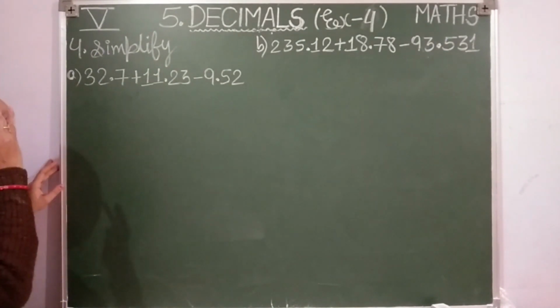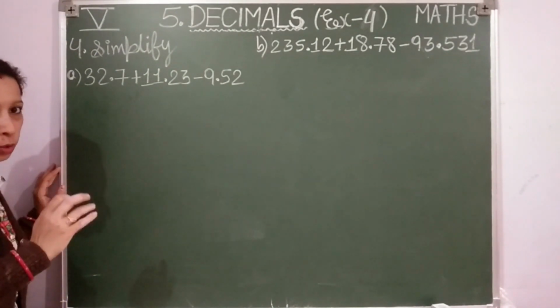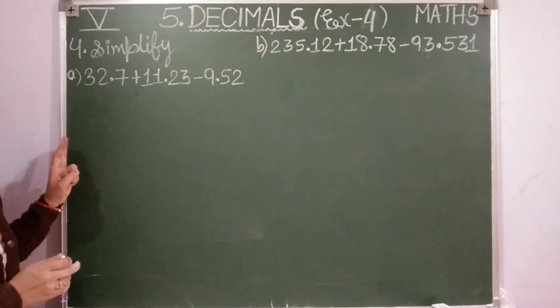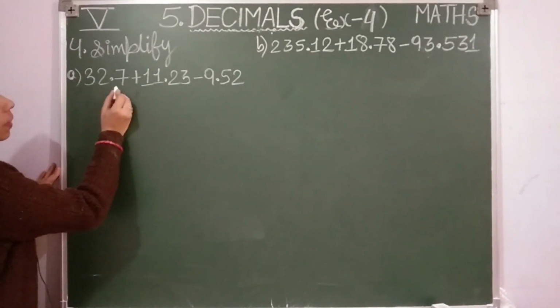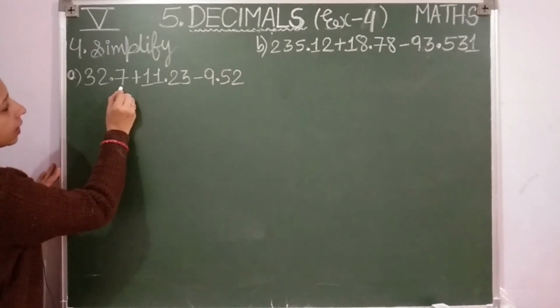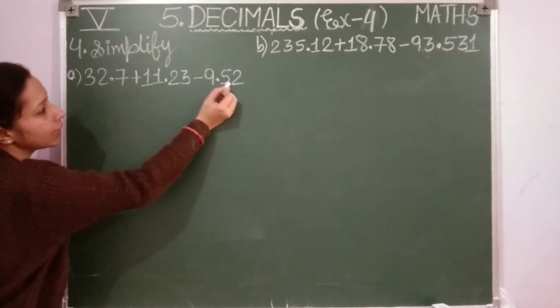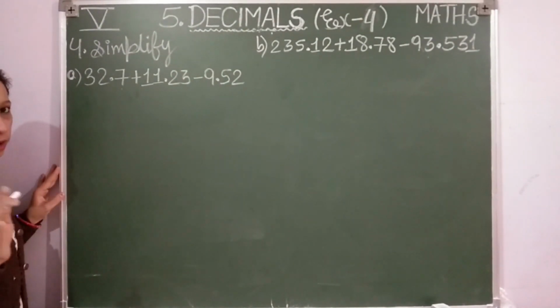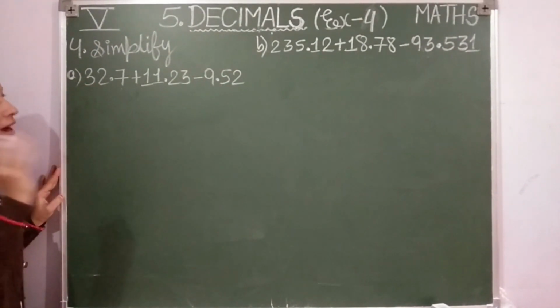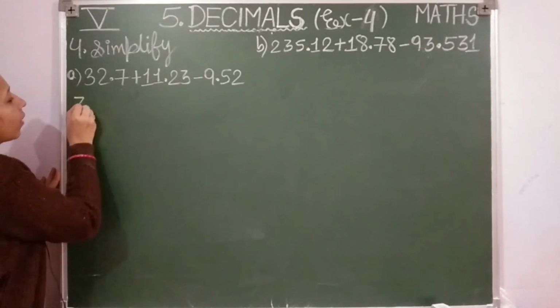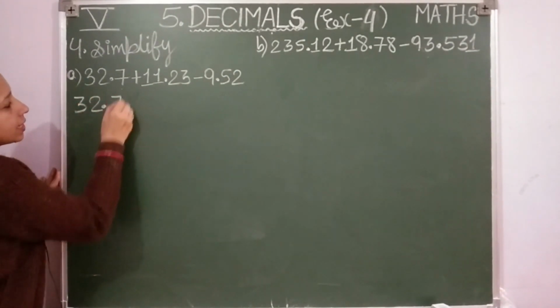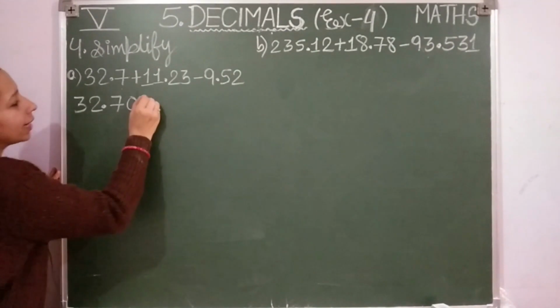Let's see. So students, when addition and subtraction are together, there are two steps that you will follow. First step is to make them like decimals. Here after point tenths is there, here after point tenths and hundredths is there, here after point tenths, hundredths, means highest place value is hundredths. So each decimal should have hundredths place value. So that's why I'll write it as 32.70. Now it is also like decimal.